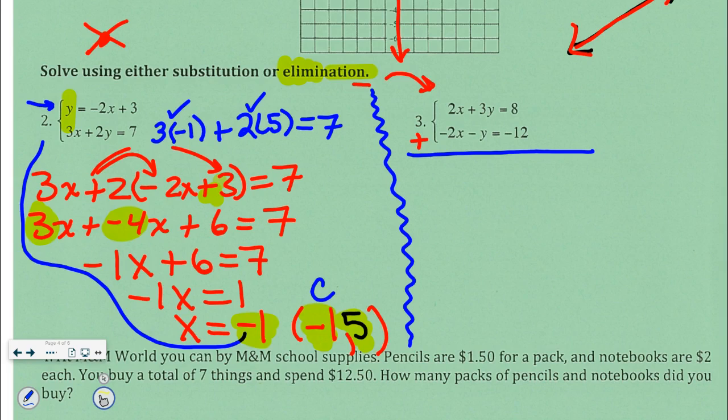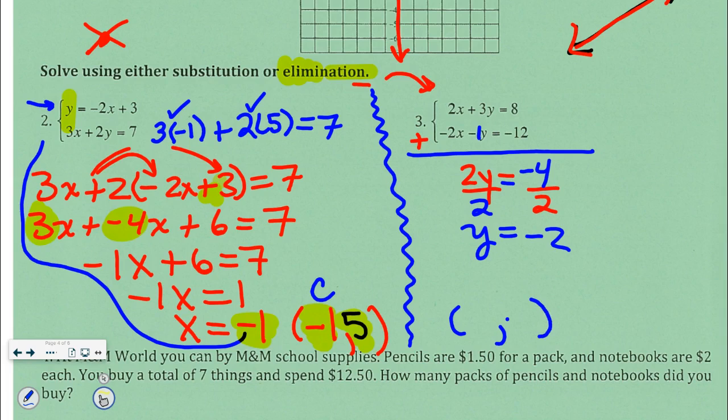So 2x's plus -2x's is 0x's, and they're gone. 3y's minus 1y is 2y, or plus a -1y. 8 plus a -12, or 8 minus 12, is -4. And y pretty much just falls in my lap here. And I get a y value of -2. Okay, so I'll take that -2. I'll put it in my answer in the y slot. So make sure you get it going in your right slot. And then I'm going to go back up and put it in for y.